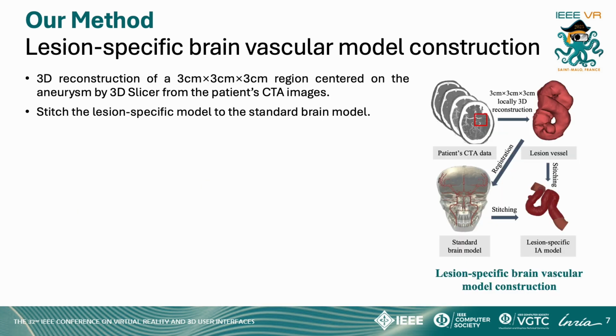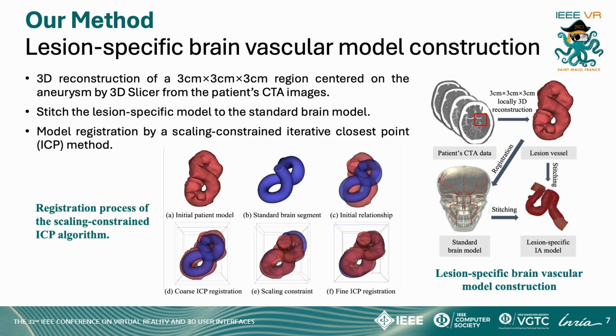To create patient-specific 3D aneurysm models, we first focused on reconstructing a 3 cm cubic region centered around the aneurysm. After that, we integrate this localized model with the standard brain model. Before we do the stitching, we use a scaling constraint SCP method to register the lesion-specific model with the relevant vascular segment in the standard brain model, as shown in the figures.